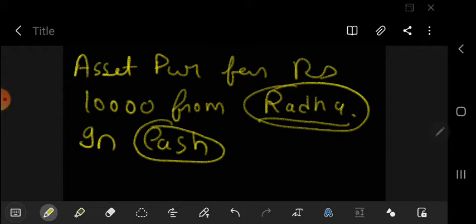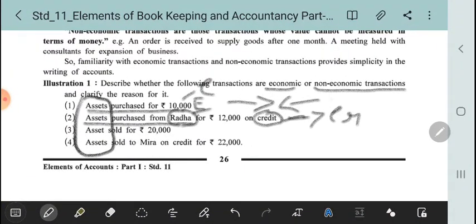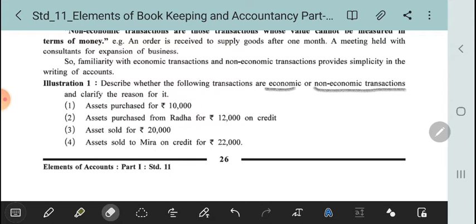Further we will take a note about it and we will see in detail. Okay, let us continue with our illustrations. Okay, so economic transaction. Okay, asset sold for 20,000. Sold means cash will come and asset will be gone. There is exchange. Yes, it is an economic transaction.